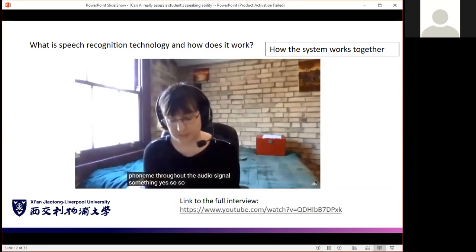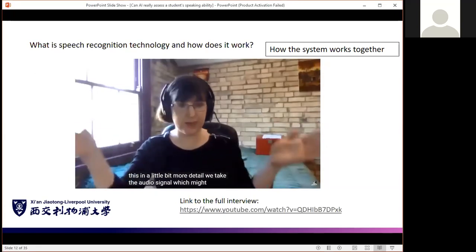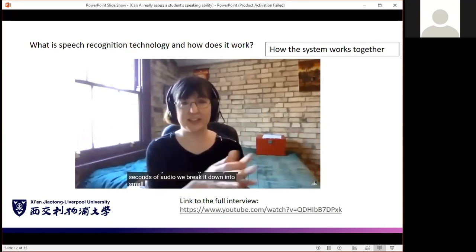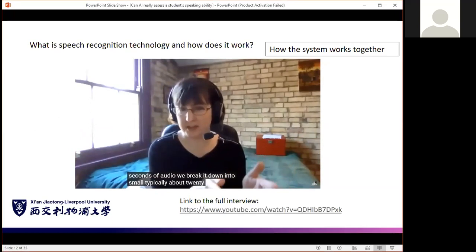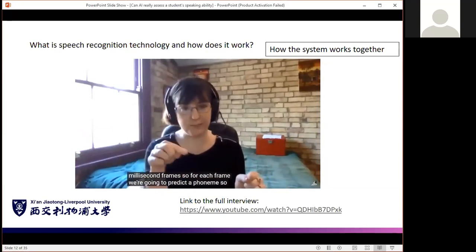Is that right? Yeah, so if you think about this in a little bit more detail, we take the audio signal, which might be, say, 5 seconds of audio. We break it down into small, typically about 25 millisecond frames. So for each frame, we're going to predict a phoneme.